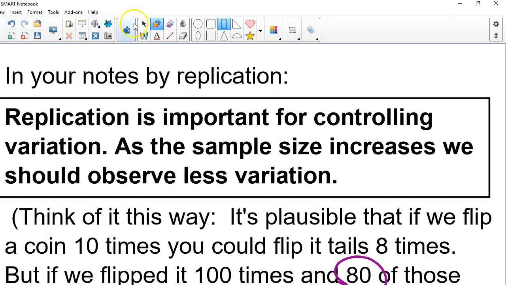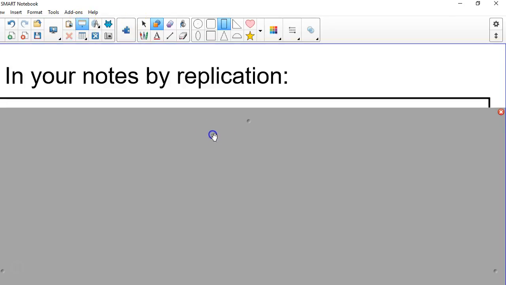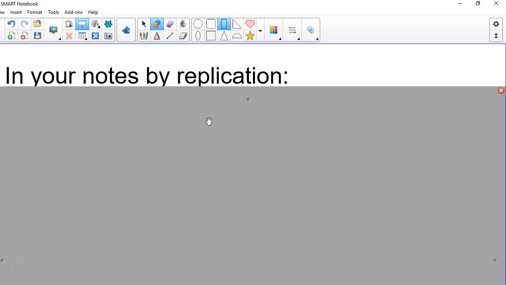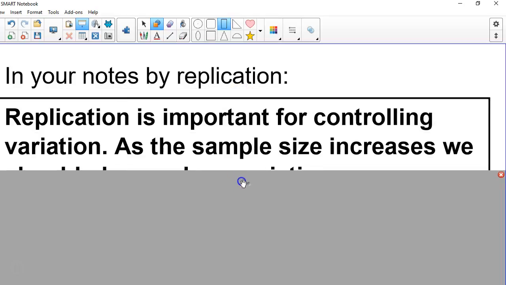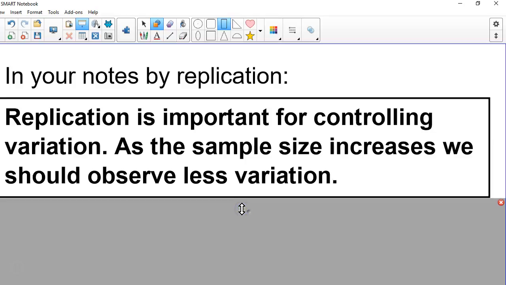And finally, I just talked about in your notes replication. So that was one of the experimental designs. We didn't write a lot about it. Replication is important for controlling variation. As the sample size increases, we should observe less variation.